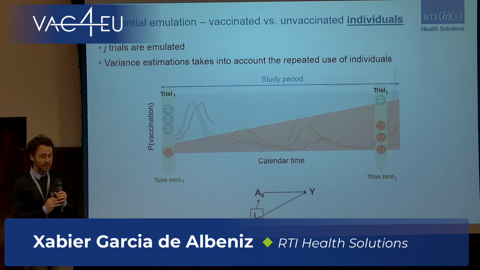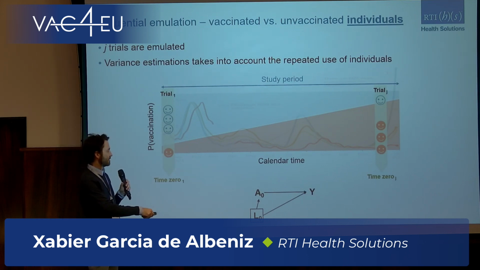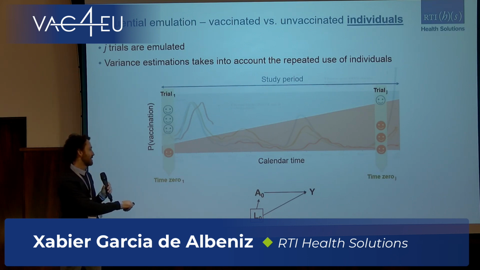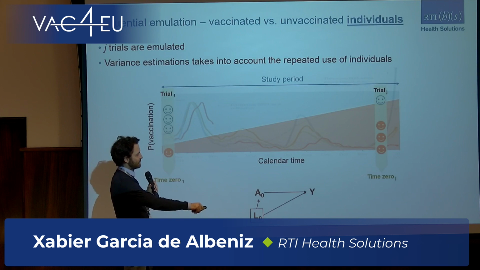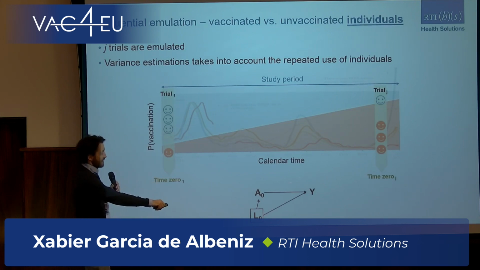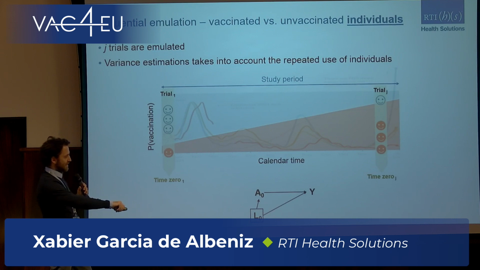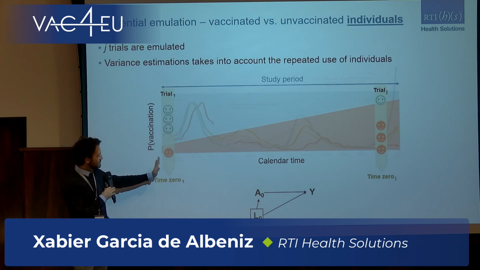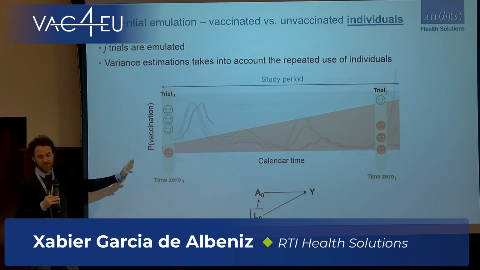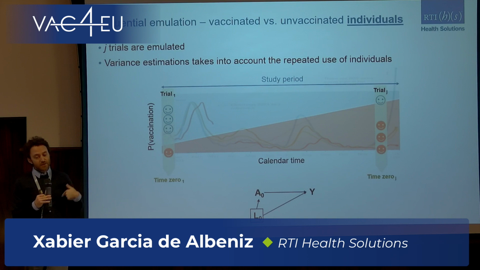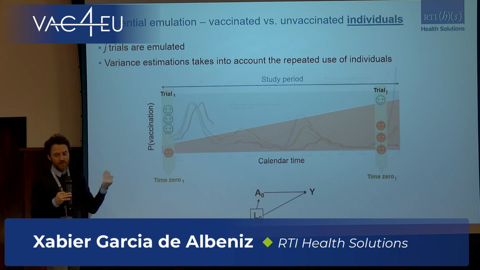And this is how it works. We emulate a number of trials, starting from time zero, defining time zero at the beginning of my study period, and then the last trial has the time zero at the end of my study period. The causal structure of my target trials here is the same. I will have baseline confounding at each time zero. So at each baseline I have to measure the eligibility criteria and I have to measure the characteristics of the patients and do something to adjust for that. Because I'm using individuals more than once, I have to take that into account when I estimate the variance.